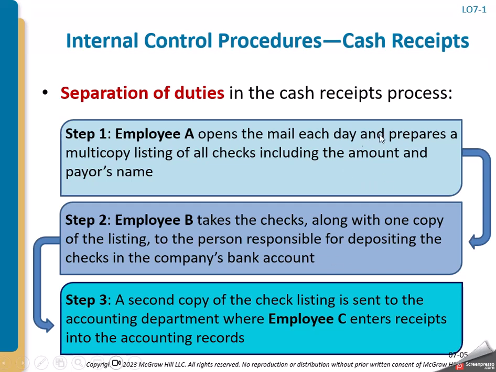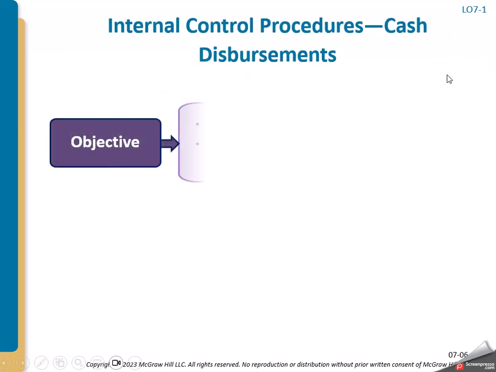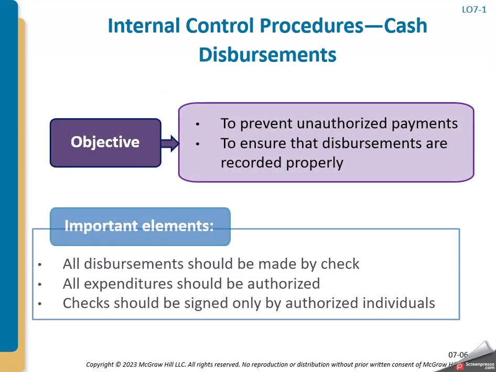One way that this is streamlined is if you have a lockbox at the bank, in which case the checks go directly to the bank, the bank deposits them directly into your account, and then you get a listing of who paid, and it doesn't involve any of your employees. So that can make that a little more efficient.